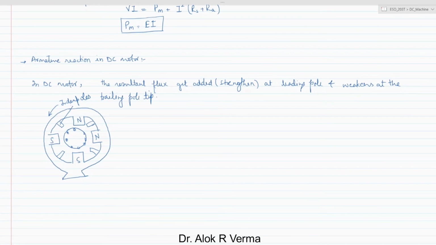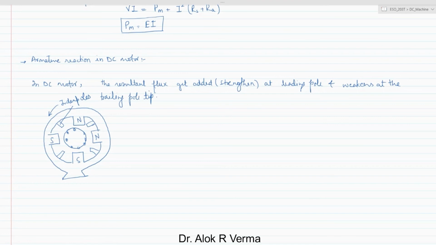And when it is used as a motor or generator, it will automatically change the polarity of the interpoles to neutralize the effect of armature reaction. So we need not worry about this. The connections are made in such a way that it automatically takes care of the polarity based upon the direction of the field.